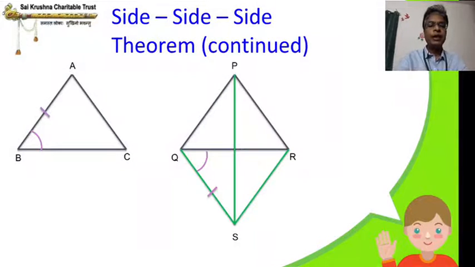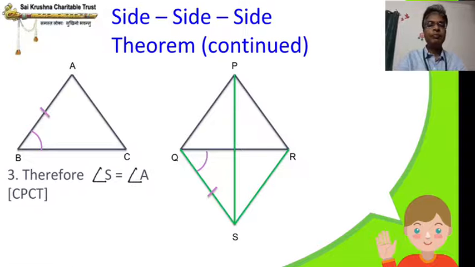Now the same diagram we saw on the previous page. Step number 3. Therefore, angle S equal to angle A. The reason is CPCT. See, ABC is a triangle and accordingly SQR is another triangle. Both are congruent. See the arc: at Q an arc is there, at B an arc is there. So I am telling in the same direction, all corresponding angles are equal to each other.